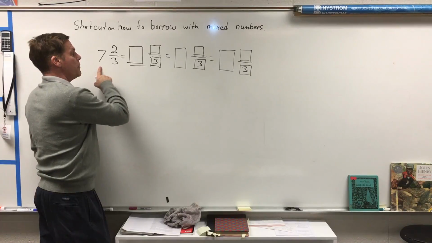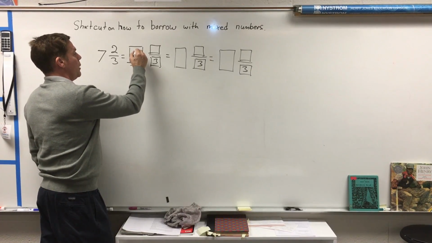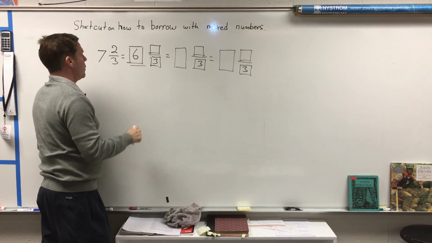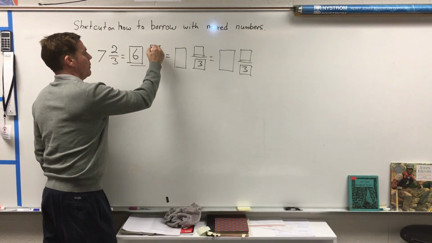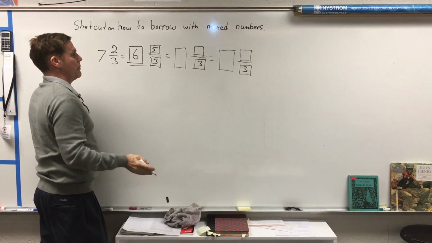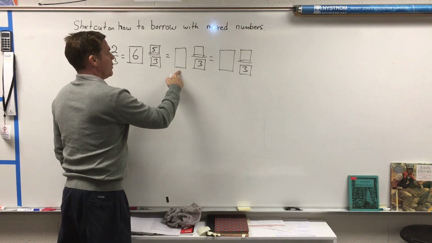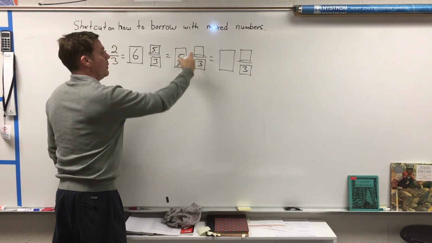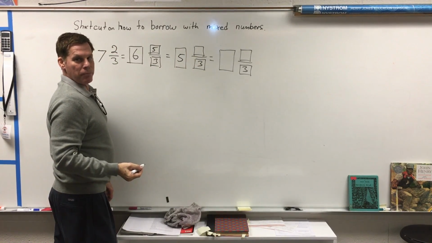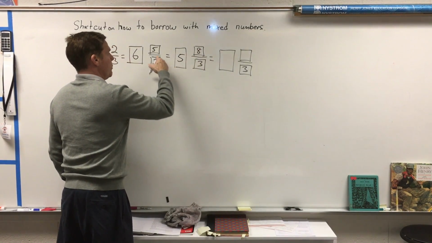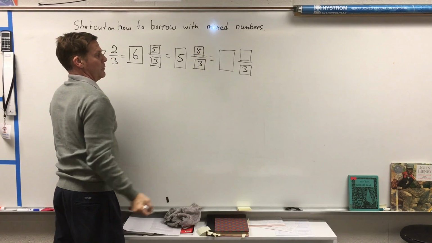So I'm going to borrow 1 from the 7. So 7 minus 1 is a 6. And what is going to be my numerator? My numerator is going to be, what's 3 plus 2? 5. Okay. I'm going to borrow again. What's 1 less than 6? That's a 5. What's my new numerator following the rule? That's right, it's got to be an 8. Because 3 plus 5 gives me my 8.